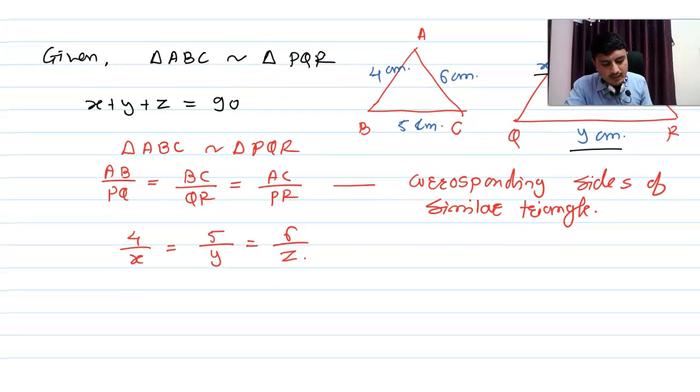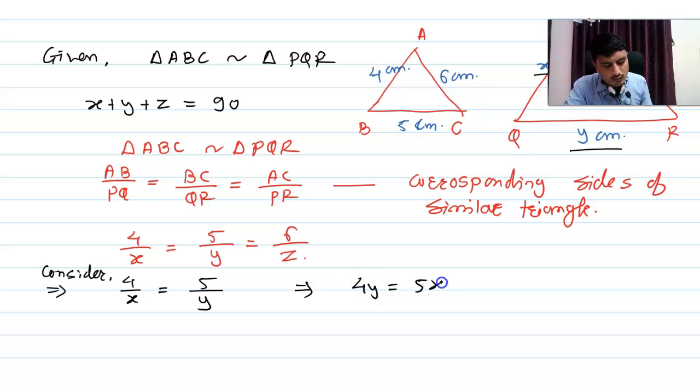Now considering the first two ratios as equal, 4 divided by X equals 5 divided by Y. So by cross multiplication we get 4Y equals 5X. Try to rearrange the equation in the general form of a linear equation in two variables.